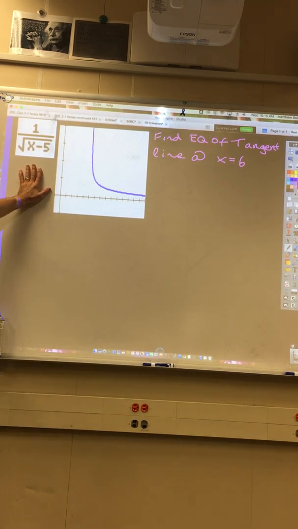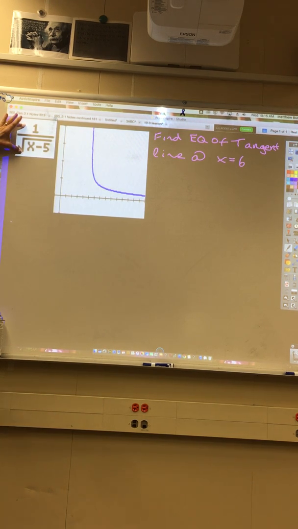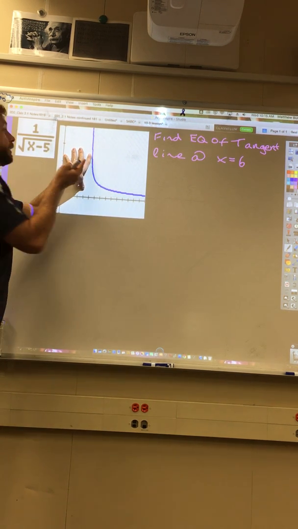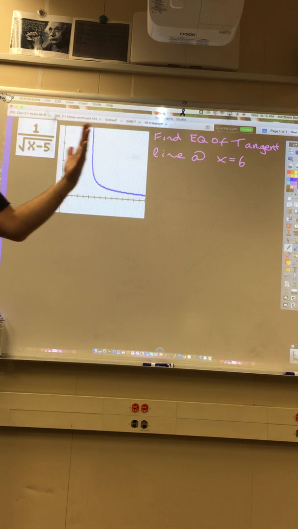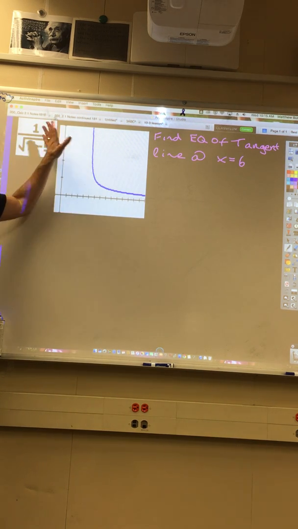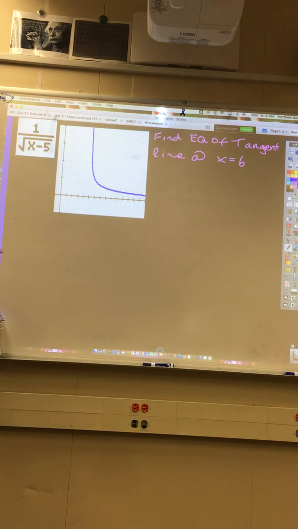All right, the problem for the day: find the equation of the tangent line to the curve 1 over the square root of x minus 5. And that's all you'll be provided. So what I did here was I took a screenshot of the graph, because I advise you always look at it. There's some calculator error where it cuts off, but it shoots up to infinity.